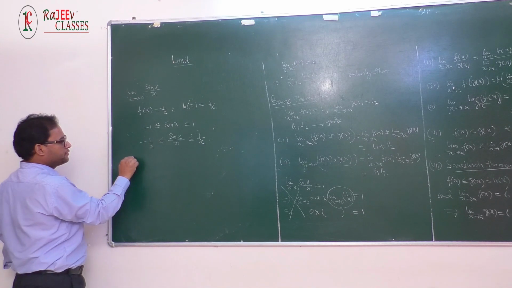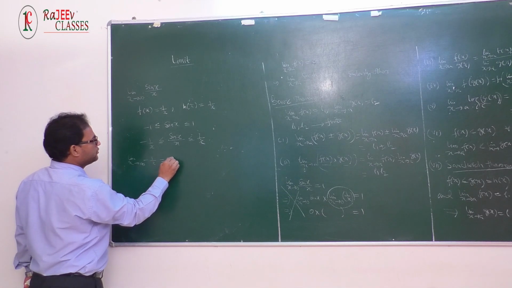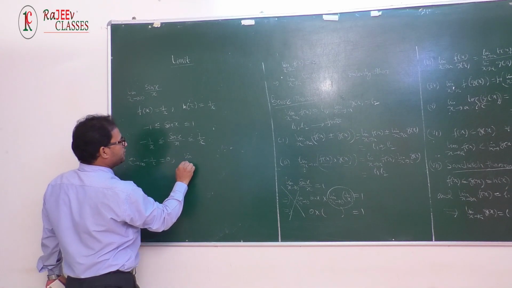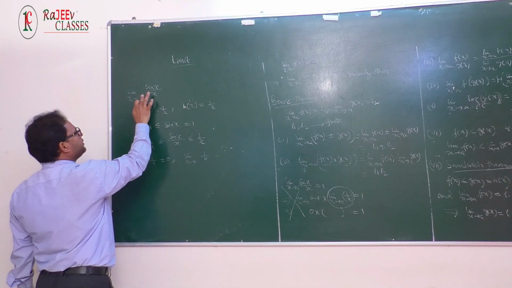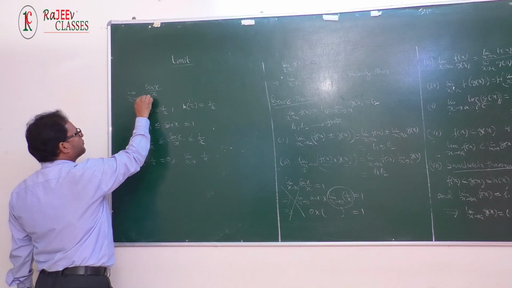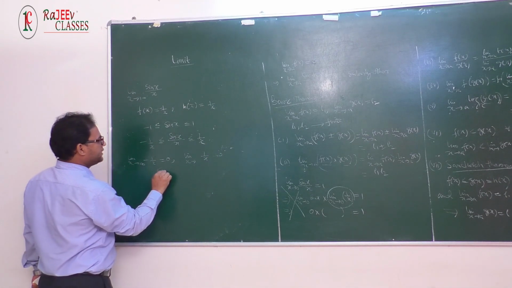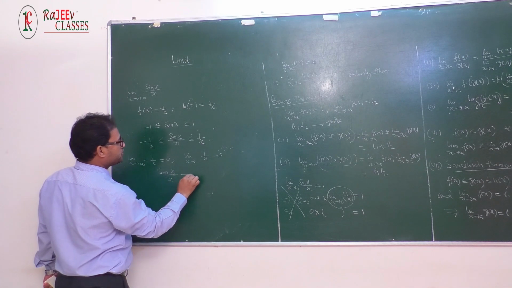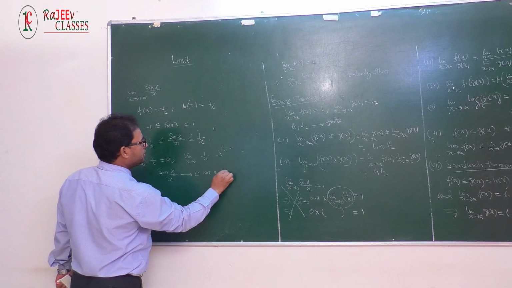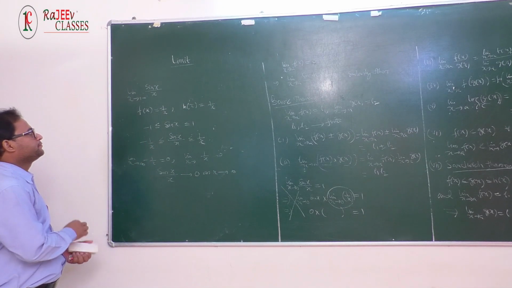Now the limit as x tends to infinity of minus 1 by x is equal to 0, as well as the limit as x tends to infinity of 1 by x, taking positive infinity. Now 1 by x is 0. So therefore we can say that sin x by x tends to 0 as x tends to infinity.